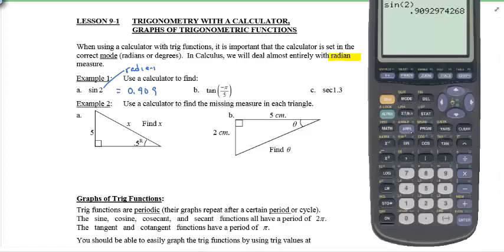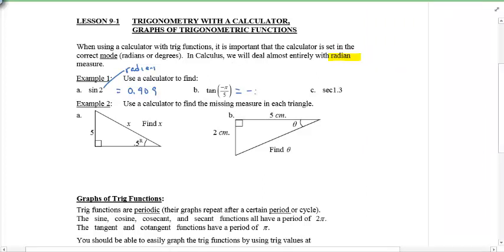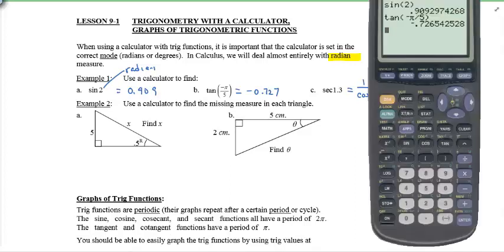Tangent of negative pi divided by 5, negative 0.727. Secant, remember, is 1 over cosine of 1.3. So I'll evaluate 1 over cosine. So 1 divided by cos of 1.3 radians. That's 3.738.